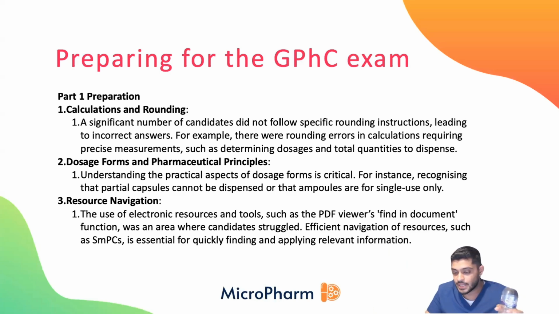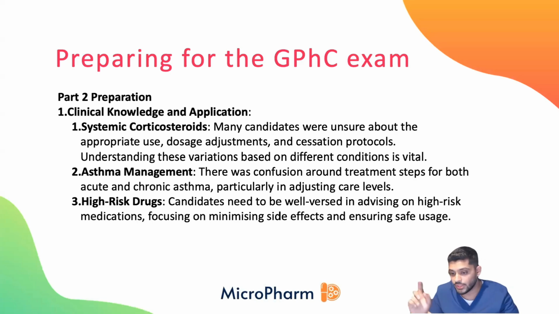Sometimes ampules are single use only, so you cannot calculate it as using the same ampule for 2 days, for example. You have to take that into consideration. And effectively using the resources and being able to use the functionality of finding in the document will save you time, if you're limited on time. One thing I would say is you have the sample questions available on the GPhC website, and it's very important for you to make use of those.